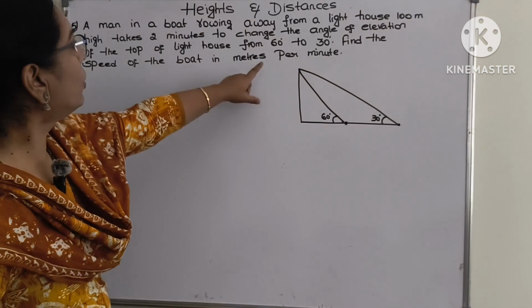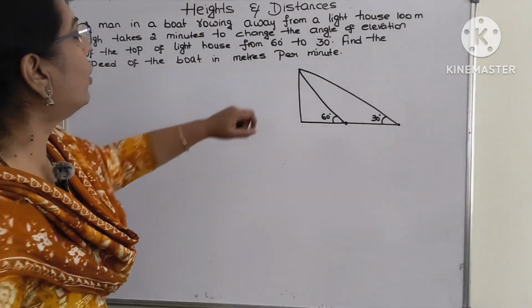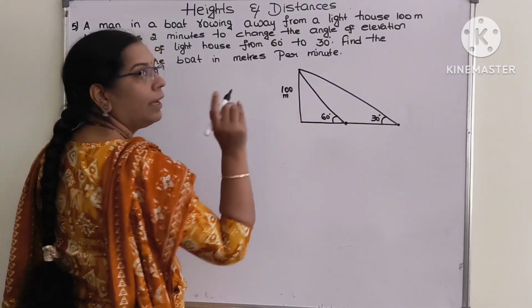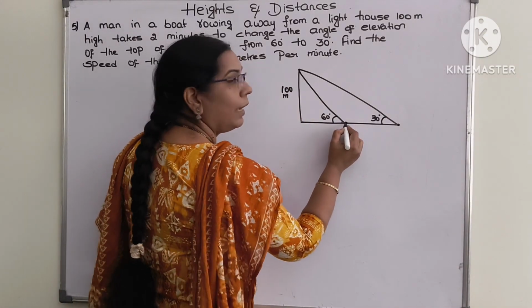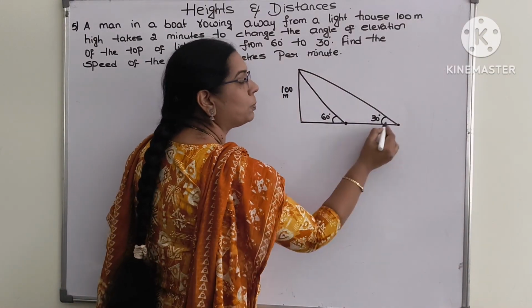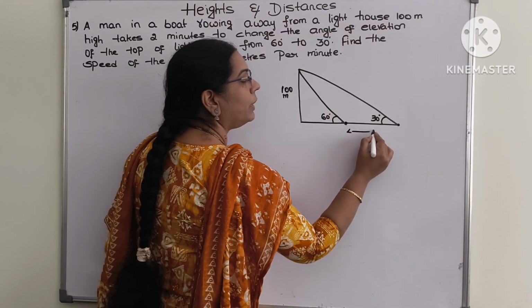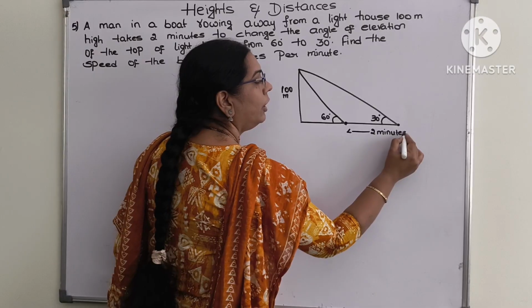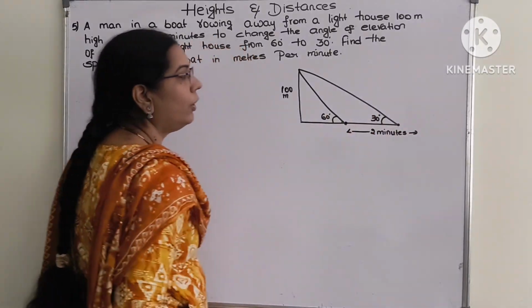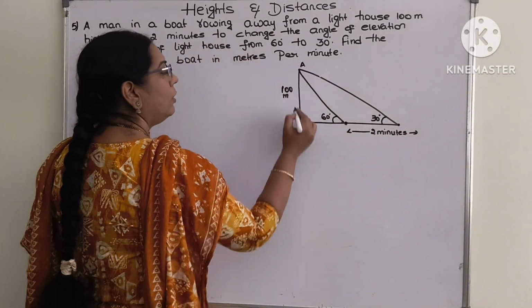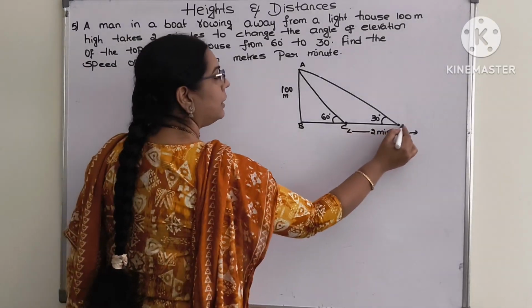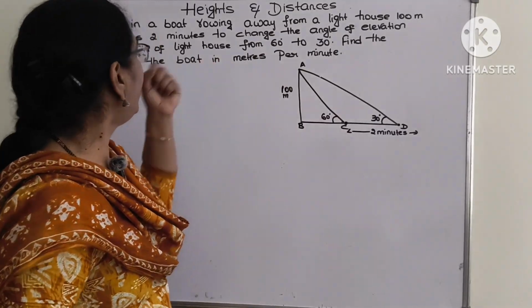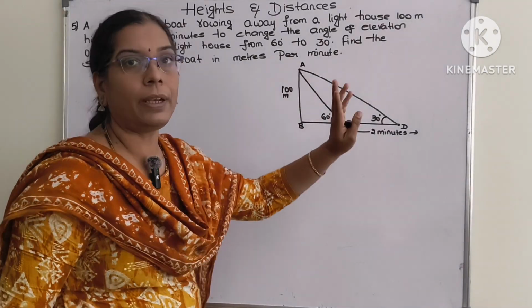Now, one more thing they said, the lighthouse is 100 meters. So this is 100 meters. And the interesting thing is, the time he took to come from this point to this point is 2 minutes. I will write minutes completely. So it took 2 minutes to come from here to here. So let me give some labels, A, B, C, D. Now what is the question? We have to find the speed of the boat in meters per minute.